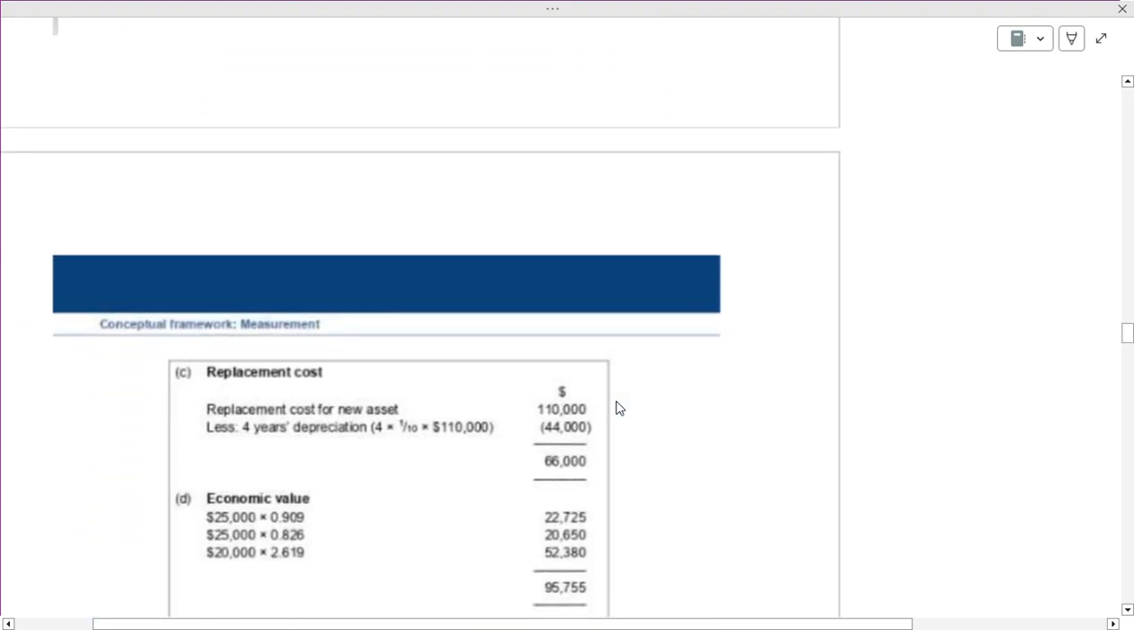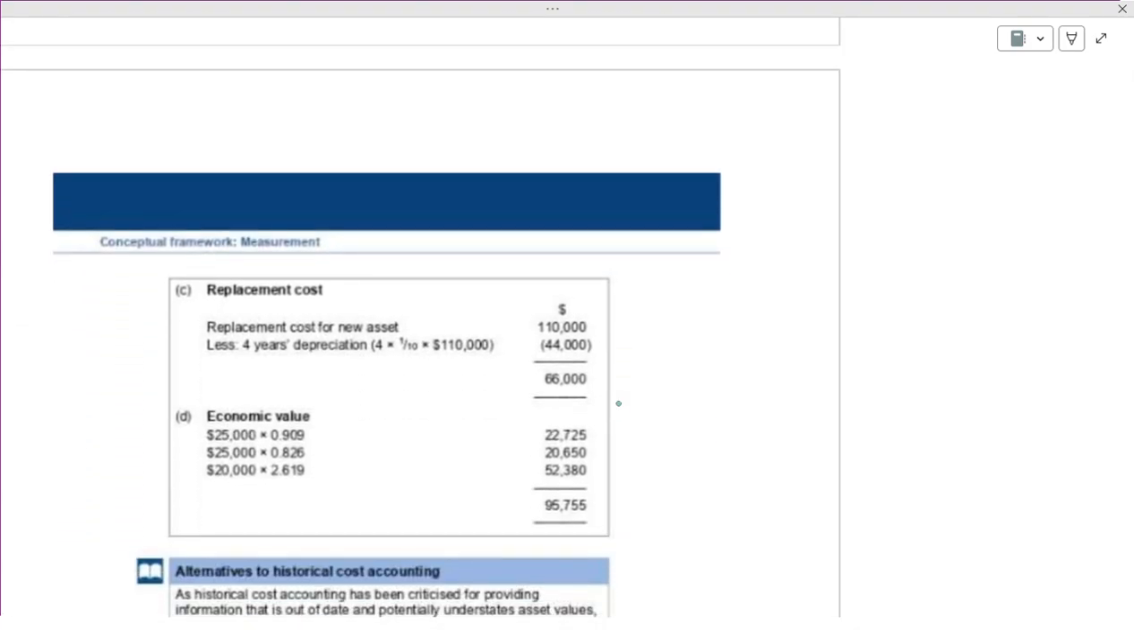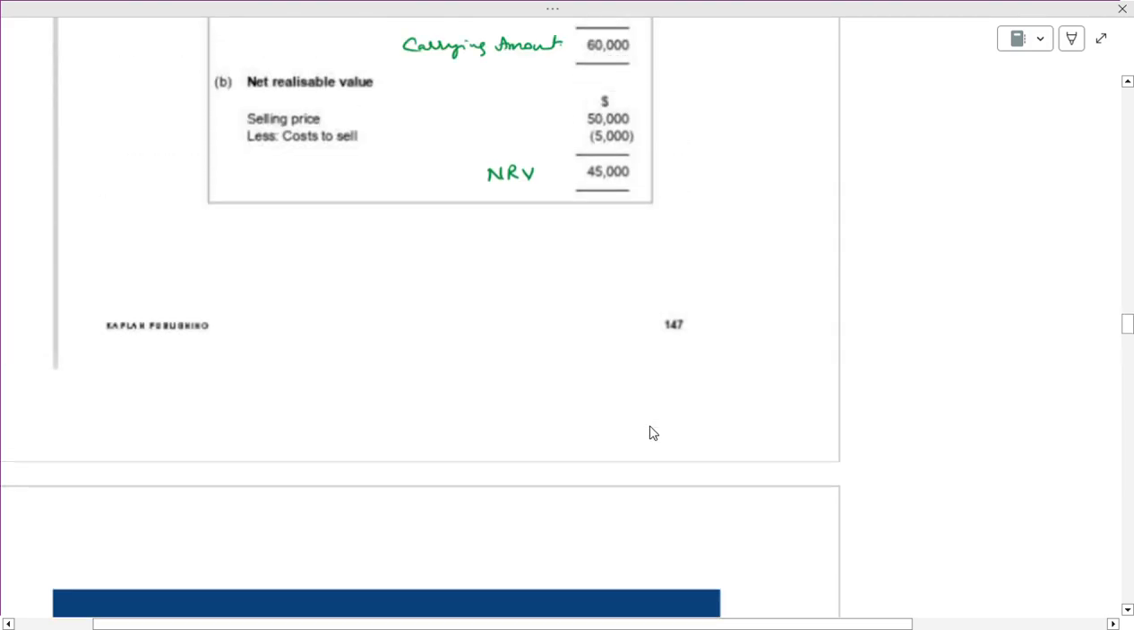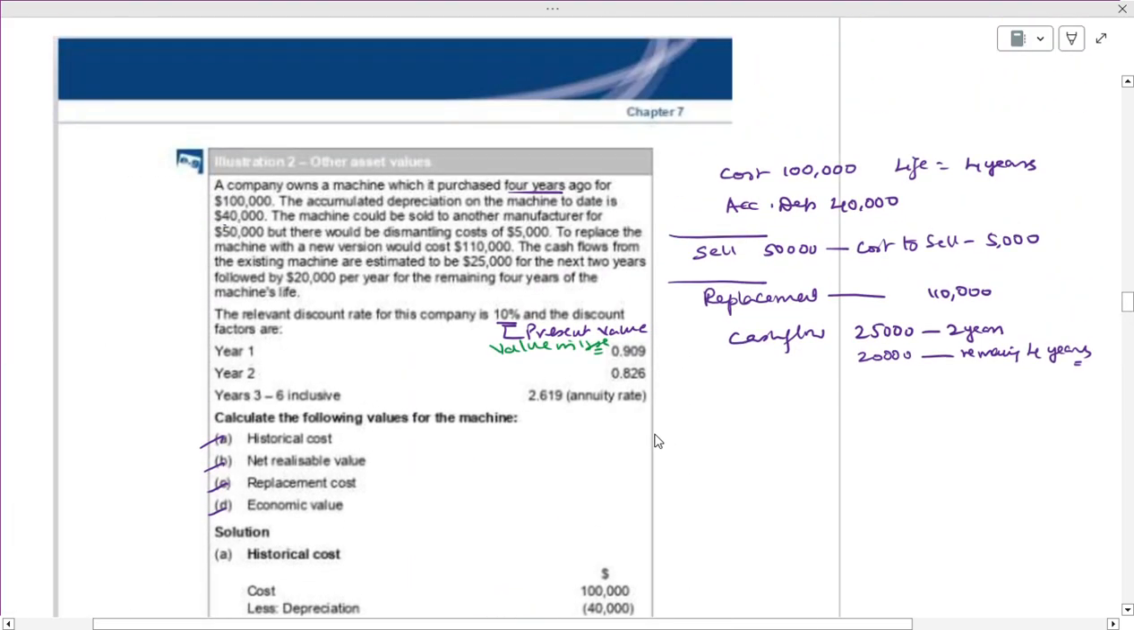The replacement cost. See the thing. What we have done, replacement cost of the new asset. Same rule we have applied there. Replacement cost is 110,000. We have calculated depreciation for how many years since they purchased it. To replace the machine with a new version costs 110,000. The cash flow from existing is 12,000.